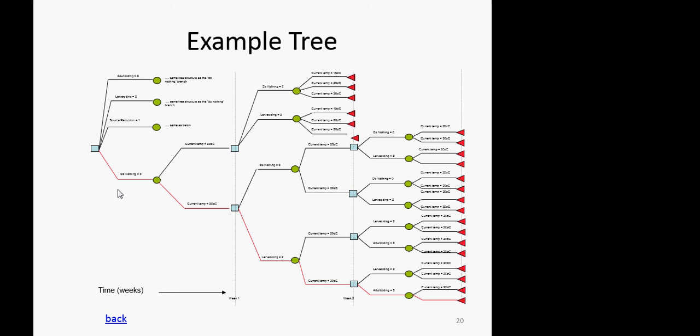I want to emphasize all of these nodes are occurring at certain times. And time is going to the right here. We have week 0, 1, 2, 3, etc. Now, this node is a what sort of node?